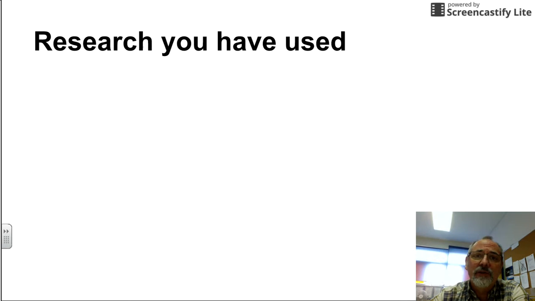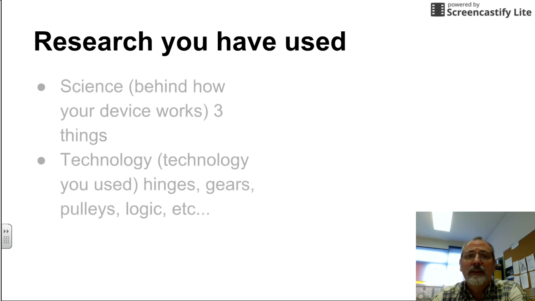The next thing you're going to do is the research you have used. So you had all those things to start with. You went out and researched it. Now, in the building process, you've used many of the ideas that you've researched. Make sure you highlight in your research when you use them. That's really important to me because I'm going to collect that research document again at the end, right?